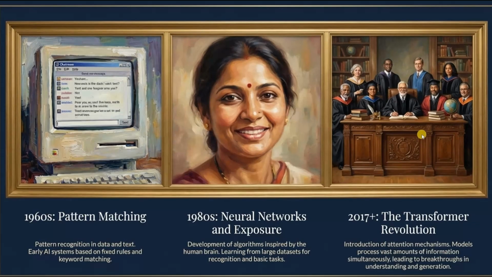From 2017 onwards, we are seeing the transformer revolution. The single most important milestone in modern AI came in 2017 when a team of researchers published a paper called Attention is All You Need. In it, they introduced the transformer architecture, the foundation upon which virtually every modern large language model is built, including GPT-4, Claude, and others.